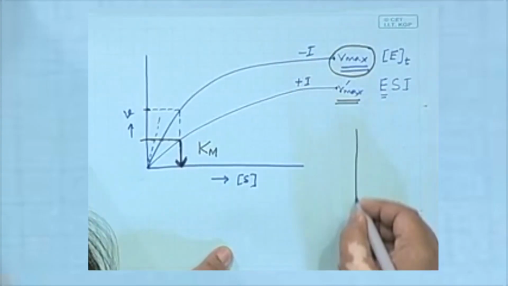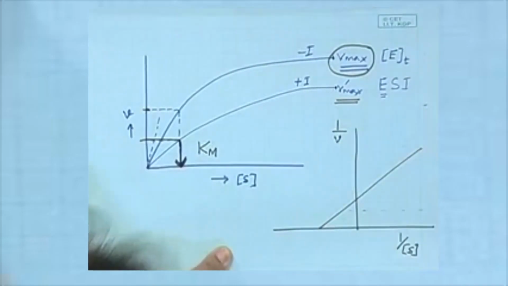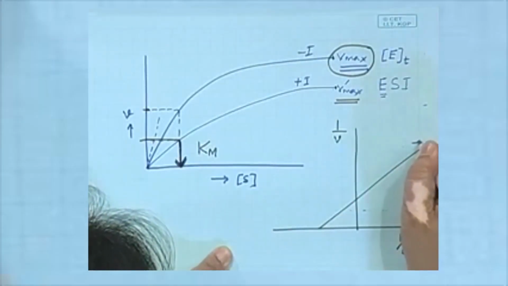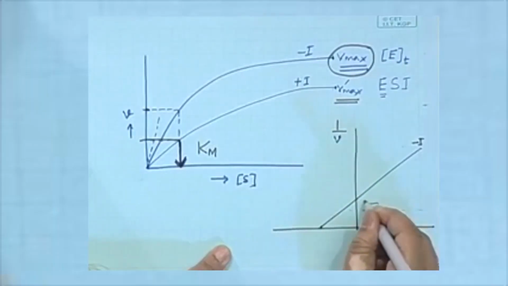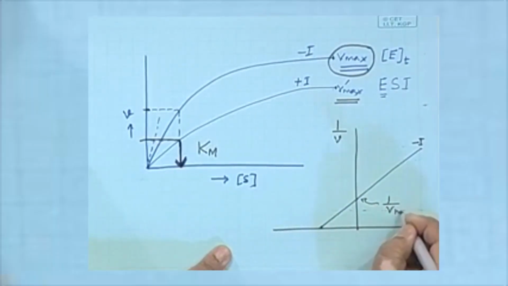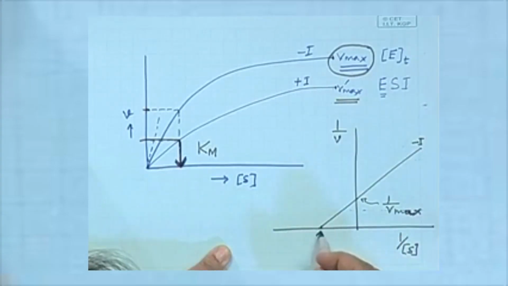So now if I look at the Lineweaver-Burk plot, what am I going to have? I have an uninhibited enzyme, minus I. I have now an inhibitor added with the same Km. What is again my intercept here? 1 by Vmax. What is my intercept here? Minus 1 by Km.